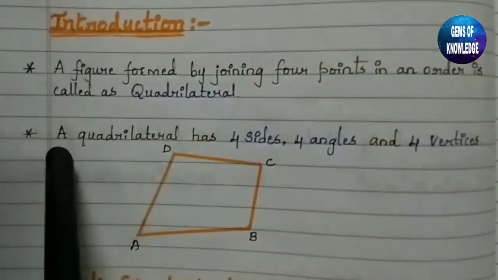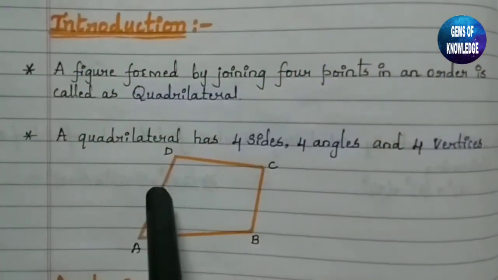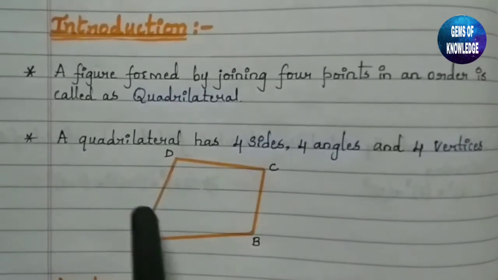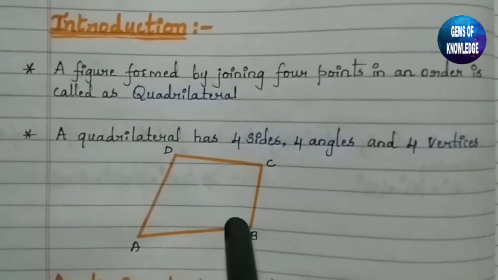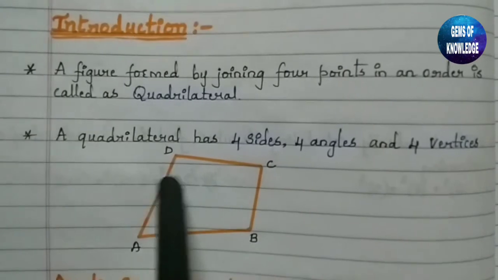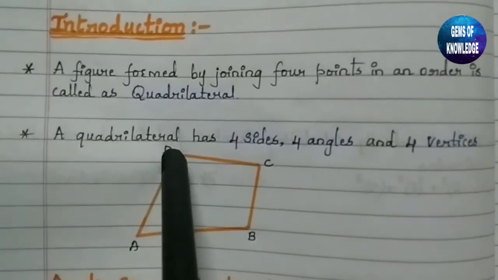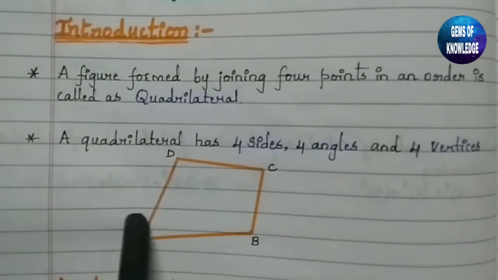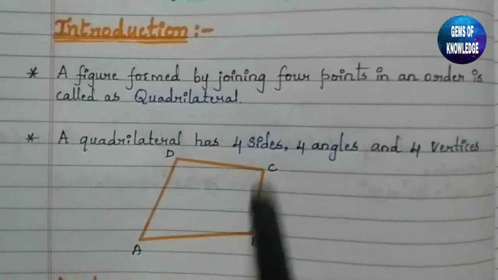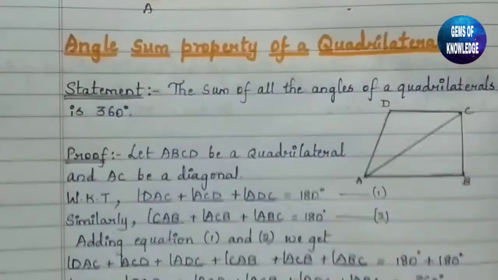Okay, so this quadrilateral has 4 sides, as you can see. It has 4 angles, angle A, angle B, angle C and angle D, and it also has 4 vertices. The 4 vertices are nothing but these points, that is A, B, C and D.